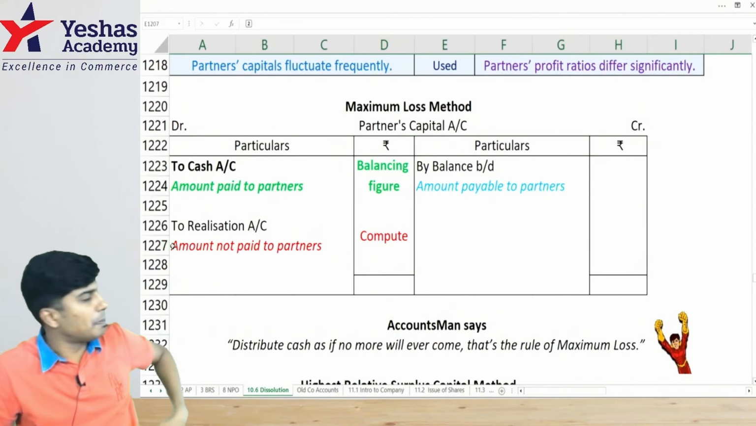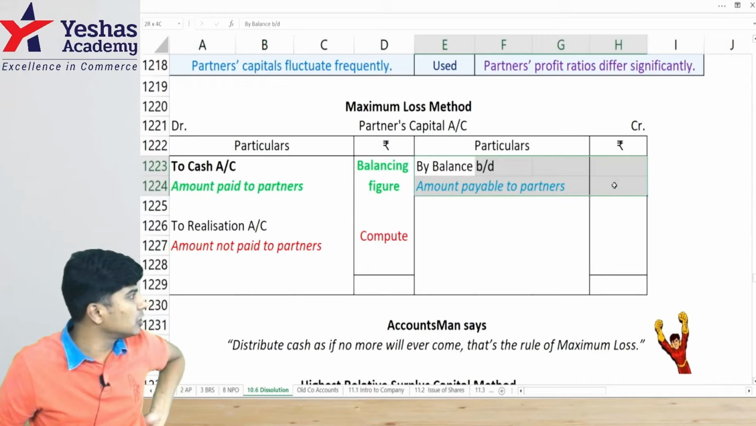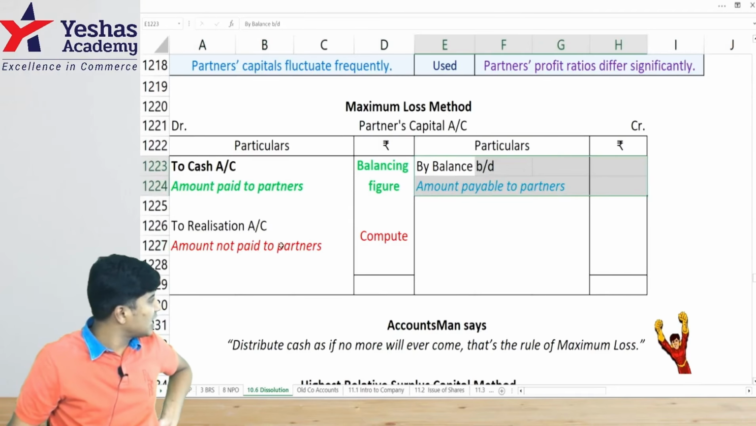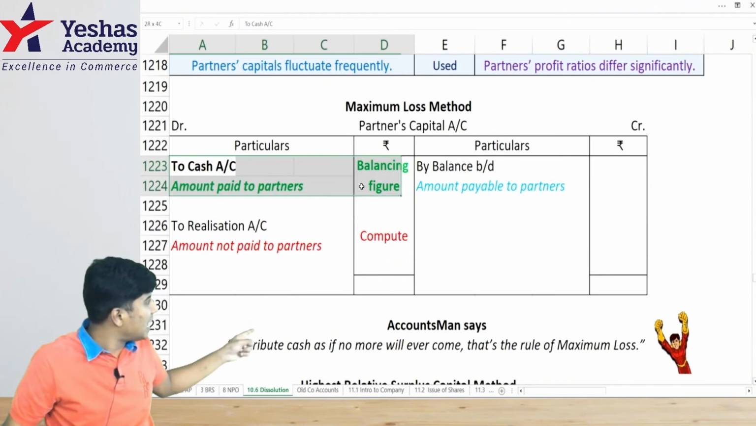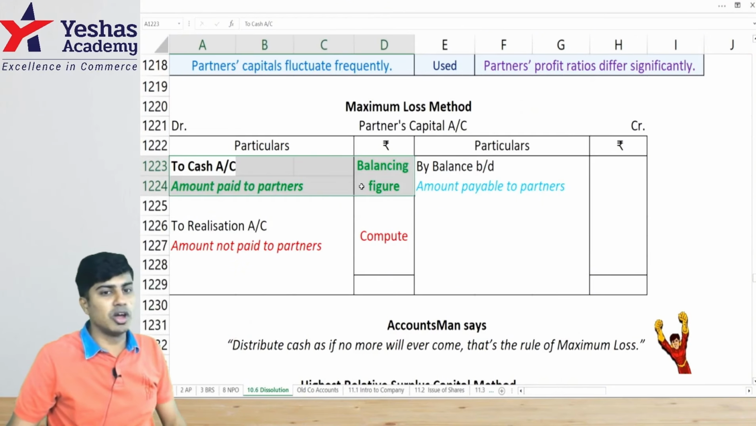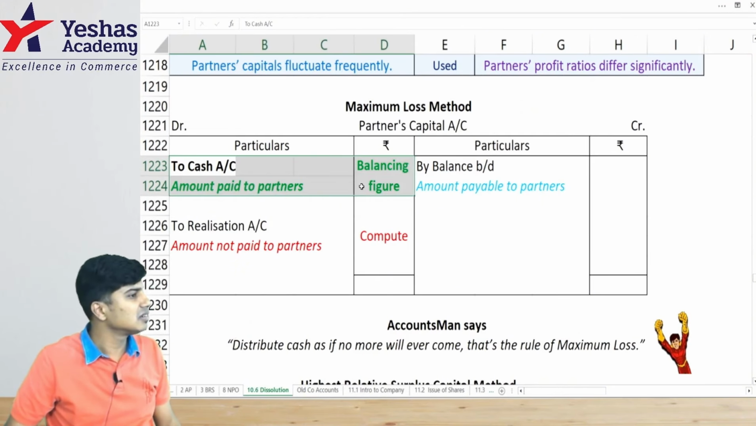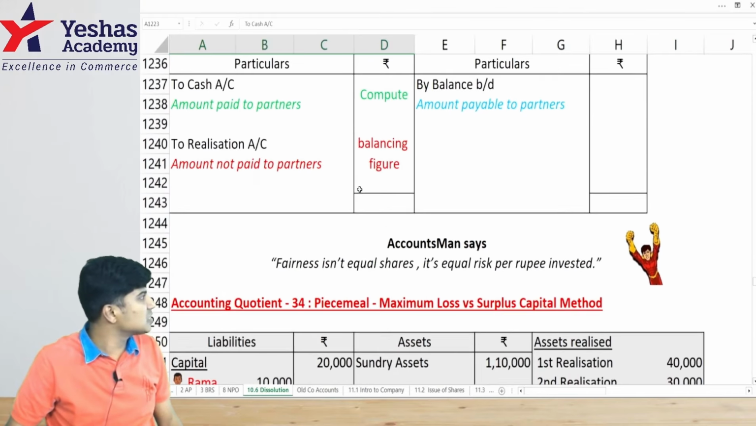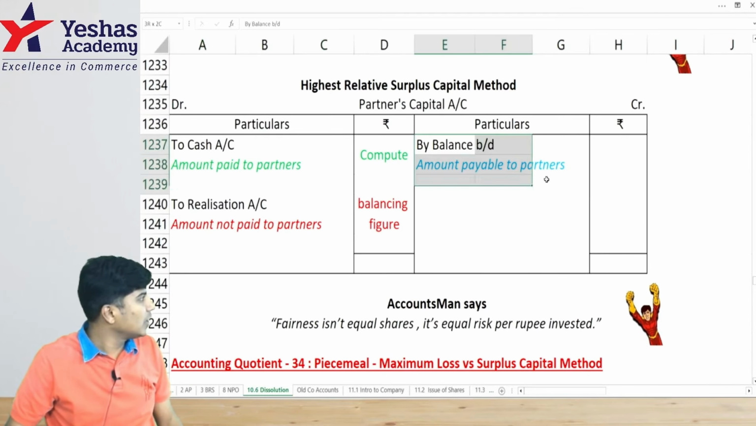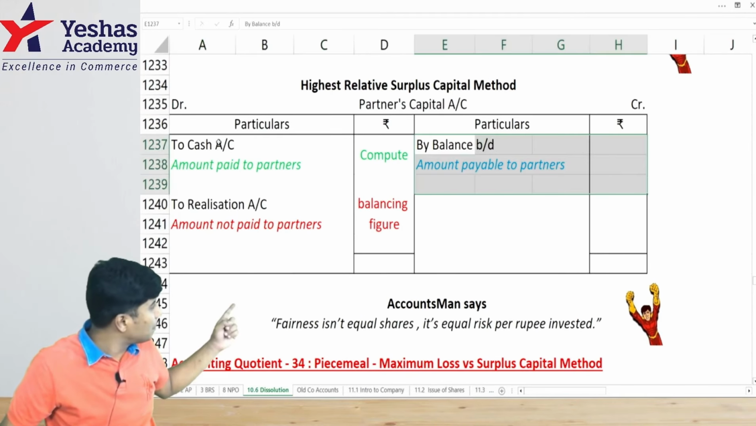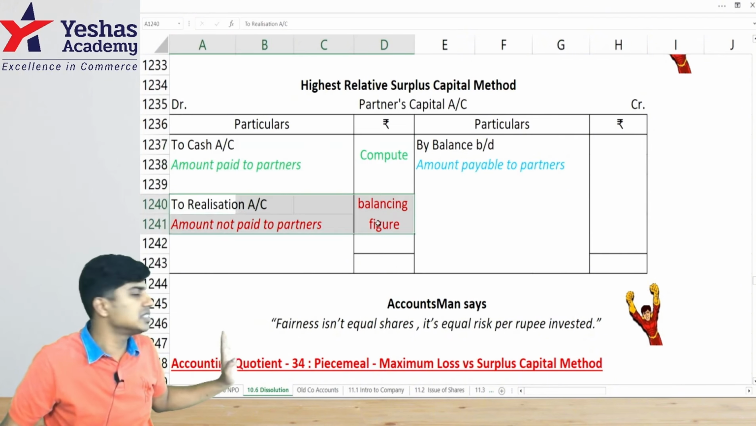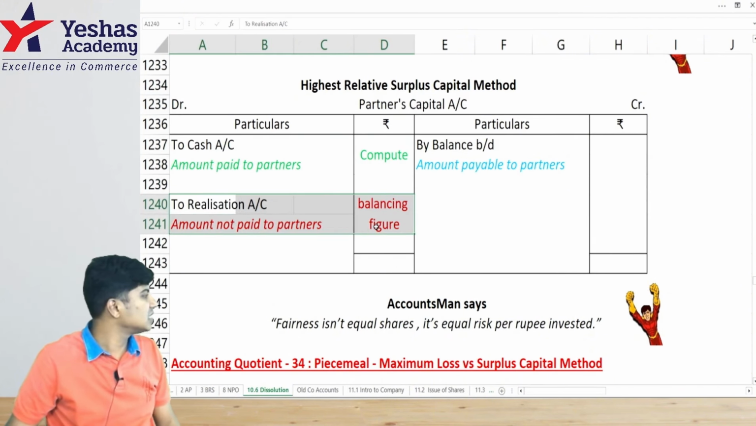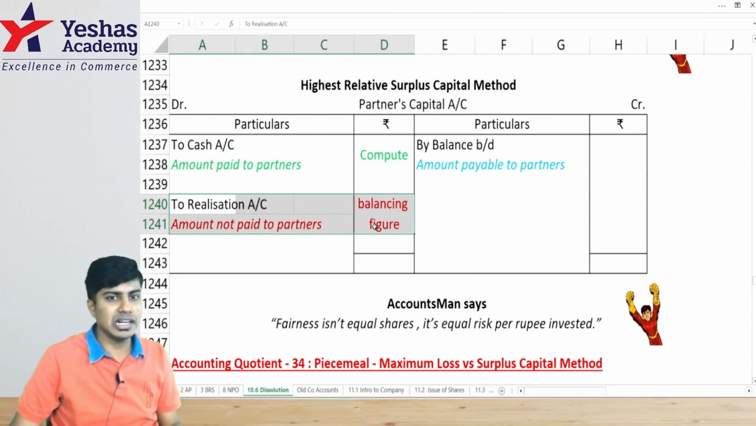If I prepare a partner's capital account, the amount payable to partners is on the credit. If I compute loss, write it, then I'll find the balancing figure as the amount paid. It is the maximum loss method. Under the highest relative surplus capital method, what will I do? I know the amount to be paid. I'll compute the amount I'll pay based on the availability. I'll find loss as the balancing figure. This is the highest relative surplus capital method.